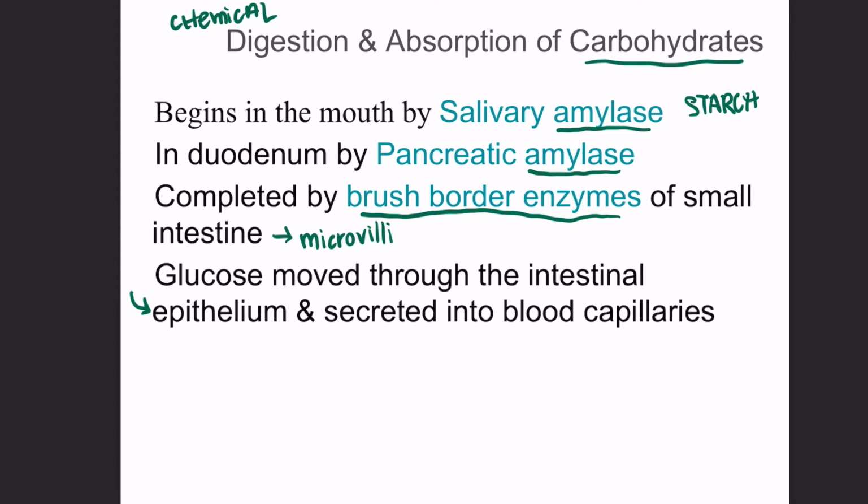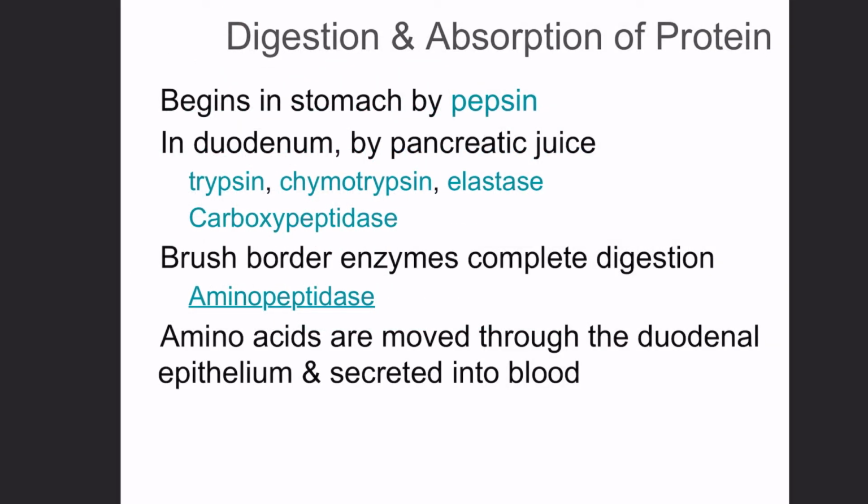Glucose moves through the intestinal epithelium and it's secreted into our blood capillaries, which is what insulin and glucagon are controlling. Protein digestion begins in the stomach with pepsin. Remember, pepsin has to be activated by HCl. The inactive form is pepsinogen. In the duodenum, we have other protein digesting enzymes. Remember, we said trypsin, we have chymotrypsin, and then two others, elastase and carboxypeptidase. And again, these are all for digestion of protein.